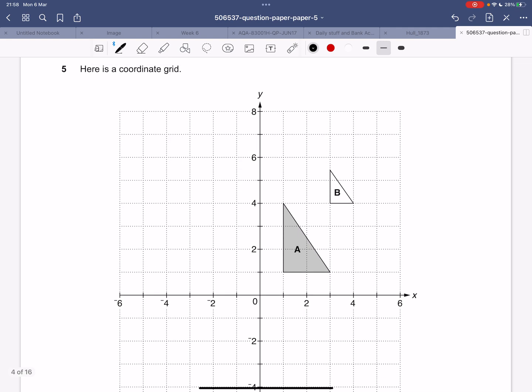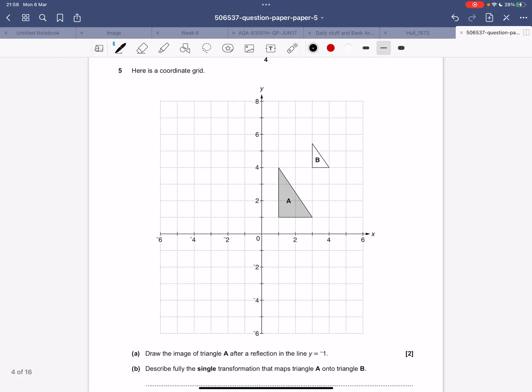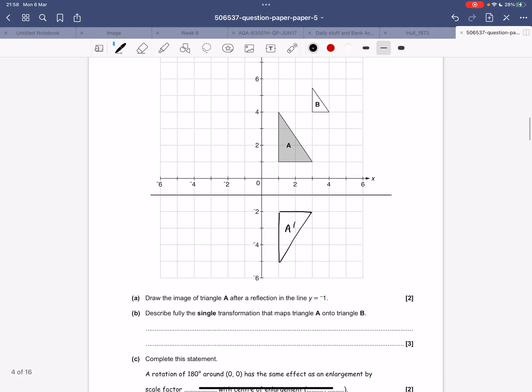Okay, here's a coordinate grid. Draw the image of triangle A after reflection in the line y equals -1. So y equals -1 is this line here. And reflect A in there. So it's 2 away from the reflection line. So the image is going to be 2 away from the reflection line here, at the base of that triangle anyway. This side is 3, so it's going to be 3 down there. And then that's there. We label that A dash usually.